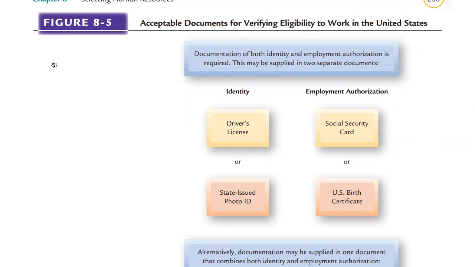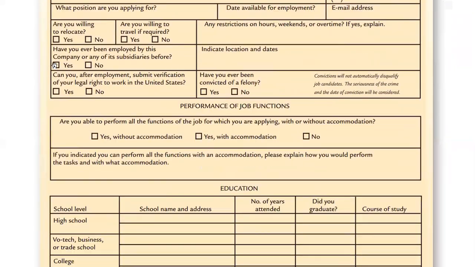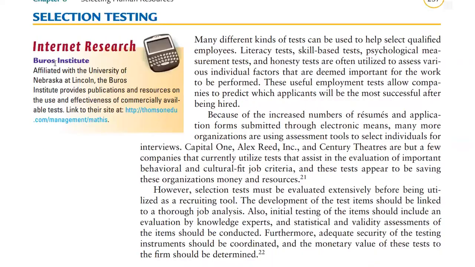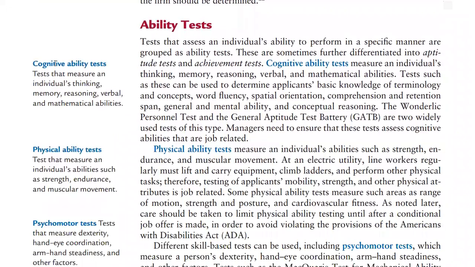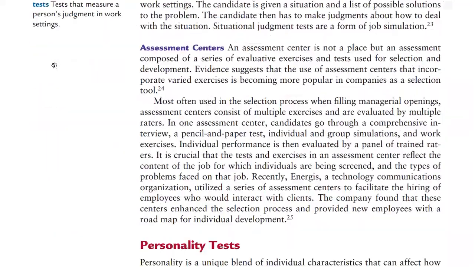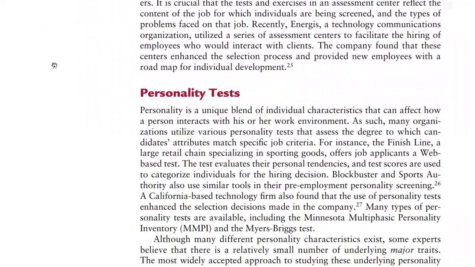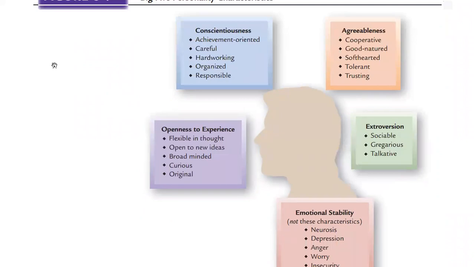So figure 8.5 is omitted from our syllabus. These things are omitted. This section talks about the different tests that the organizations conduct on the applicants. We have heard about assessment centers. It is quite popular. So organizations also employ assessment centers. This is also omitted, figure 8.7.